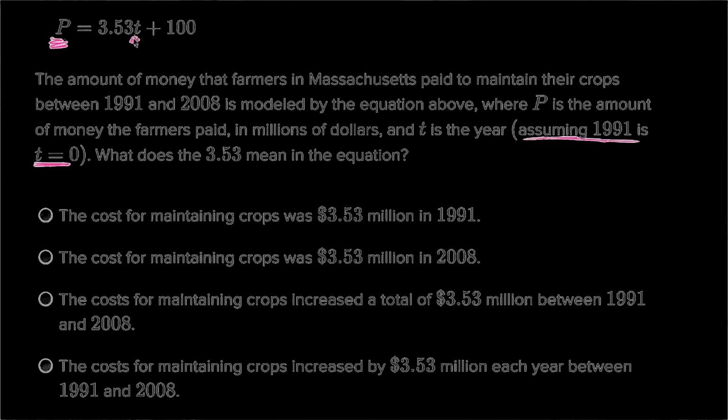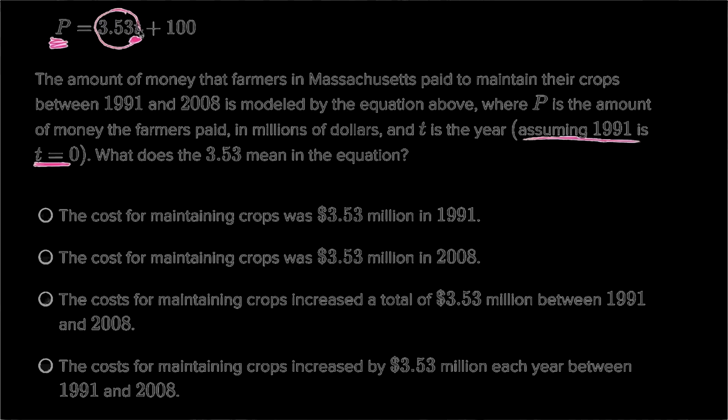So let's look at this. In 1991, when T is equal to 0, this whole term is going to be equal to 0. And the farmers are going to pay, P is going to be 100. So they're going to pay $100 million in 1991 to maintain their crops. These are all the farmers in Massachusetts.